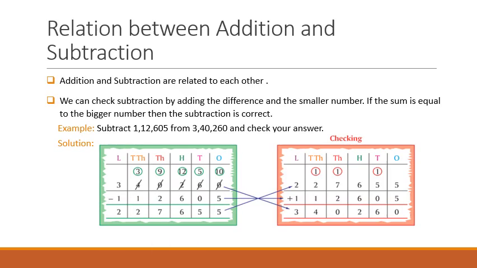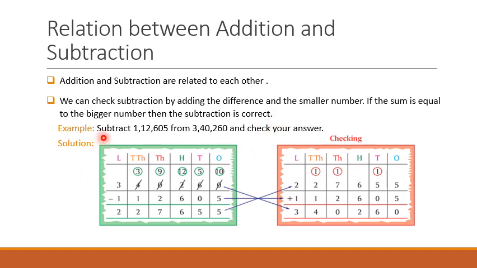Now let's see the relation between addition and subtraction. So addition and subtraction are related to each other. We can check our subtraction by adding the difference, that is the answer of subtraction, and the smaller number. After addition, if the sum is equal to the bigger number, then the subtraction is correct. So let's understand this process with the help of an example.